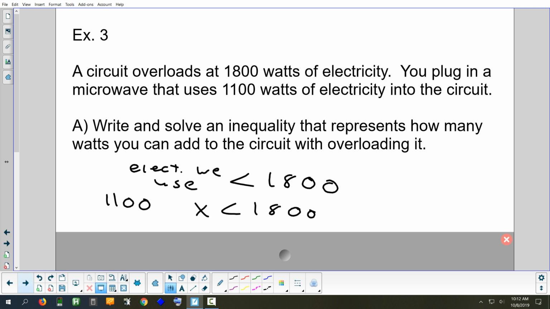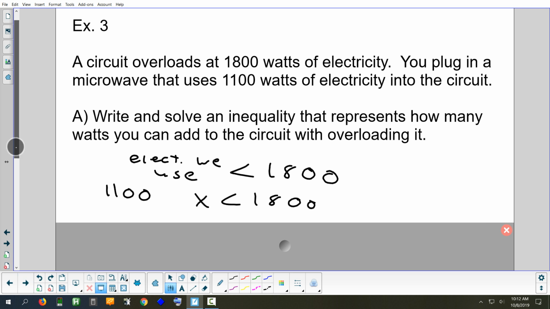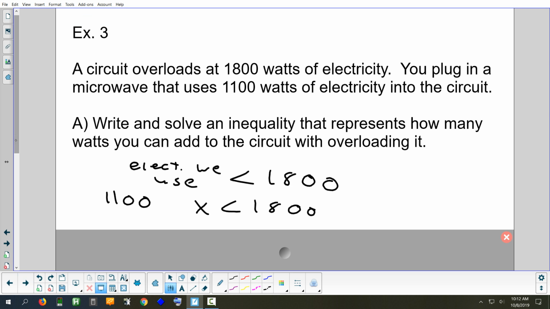Now, if you have 1,100 you've already used, and you have X more that you can use, what symbol should you put between the two? Wait, shouldn't there be a line under it? Because it can equal. Well, this says that if you hit 1,800, the circuit overloads. Okay. It's kind of how you interpret it. But I'm interpreting it as if you hit 1,800, it's too much. So you can only go to like 1,799.